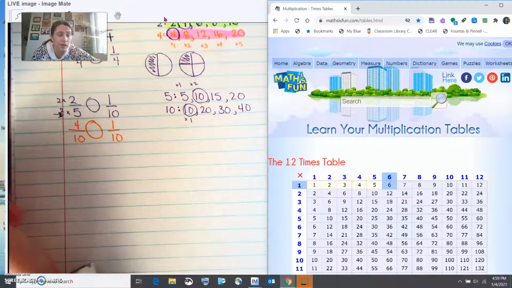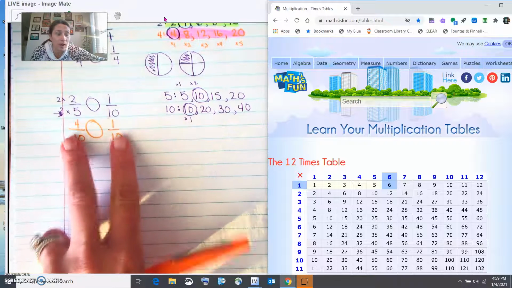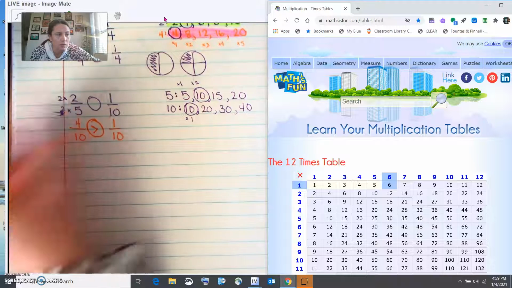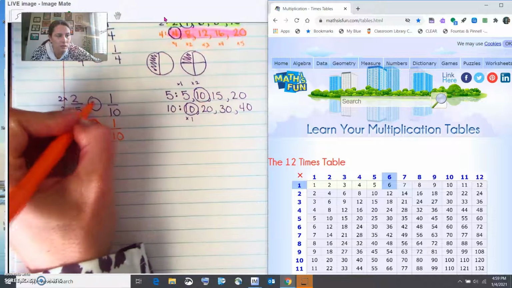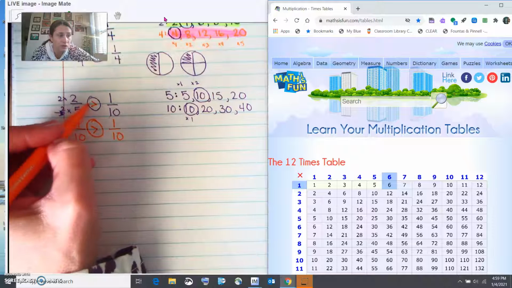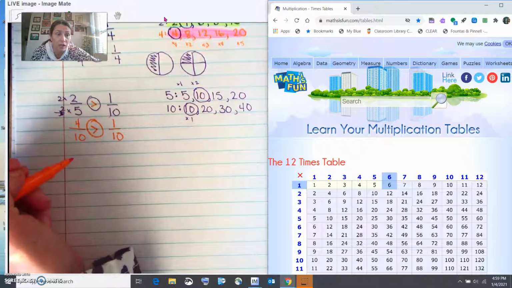So, which one's bigger? I can compare now. I don't have to look at the bottom number. All I have to do is look at the top number. 4 is bigger than 1. So that means the 2/5, because those are equivalent, the 2/5 is bigger than the 1/10.